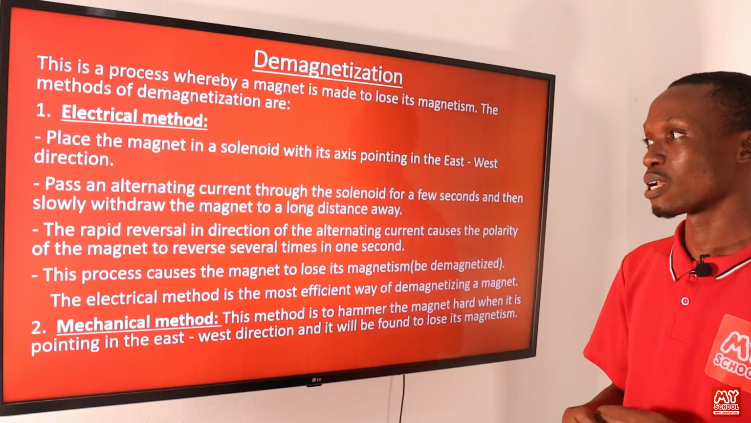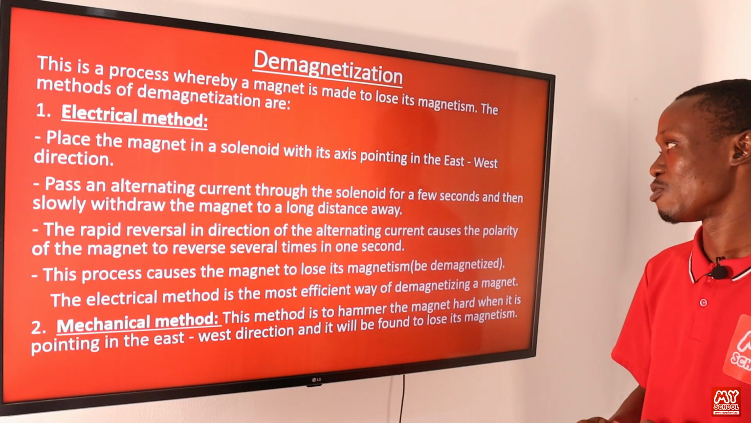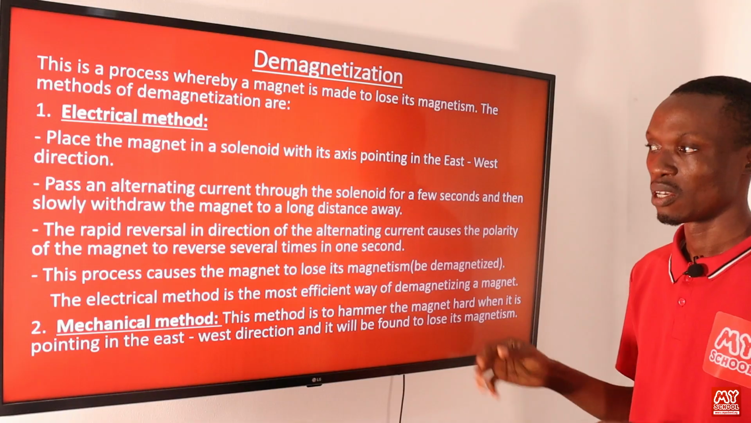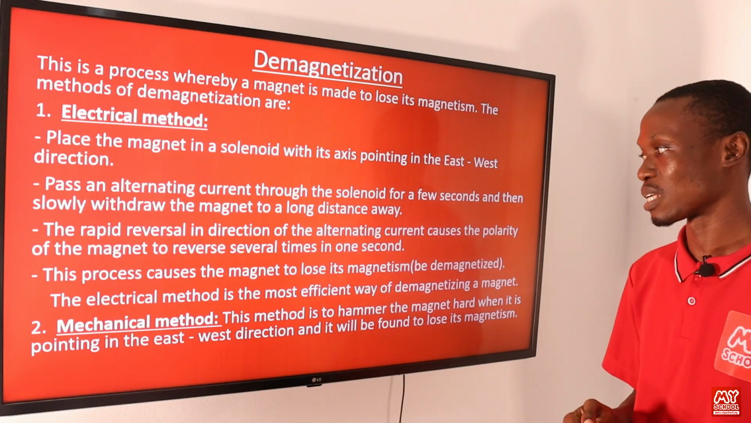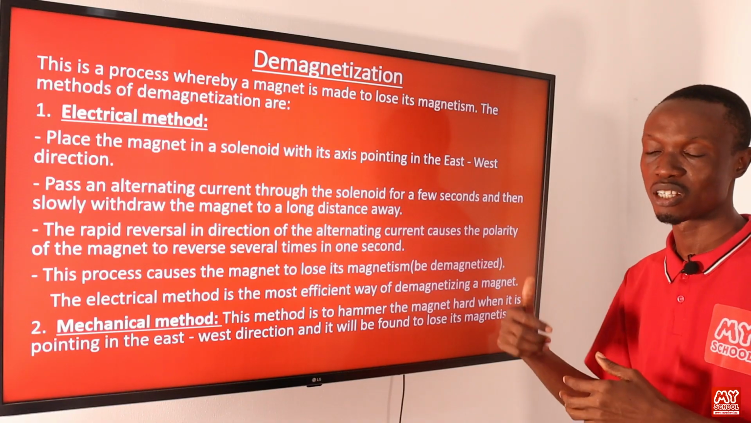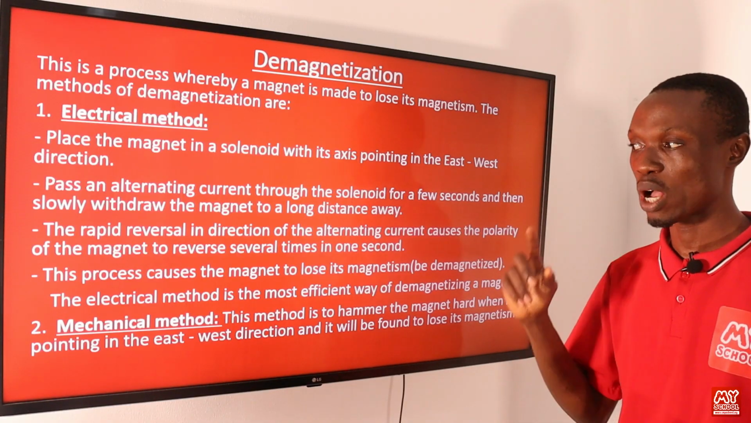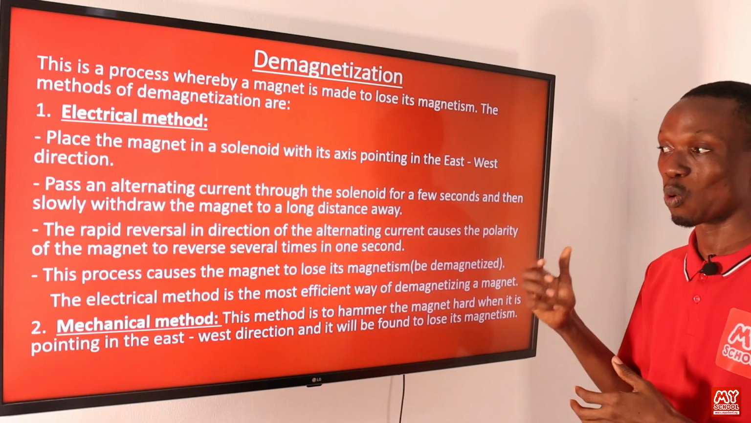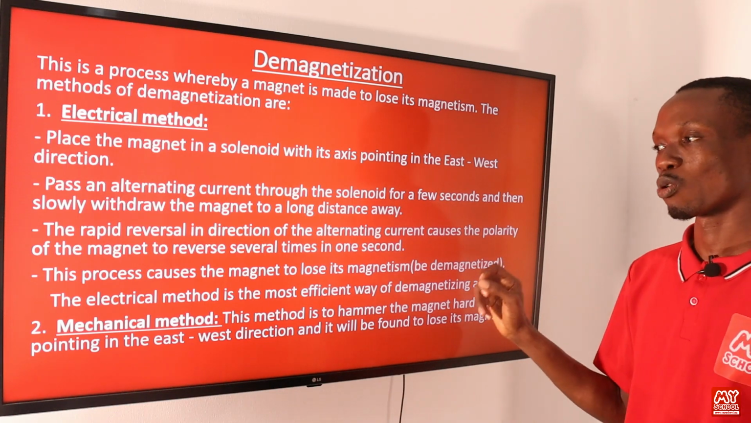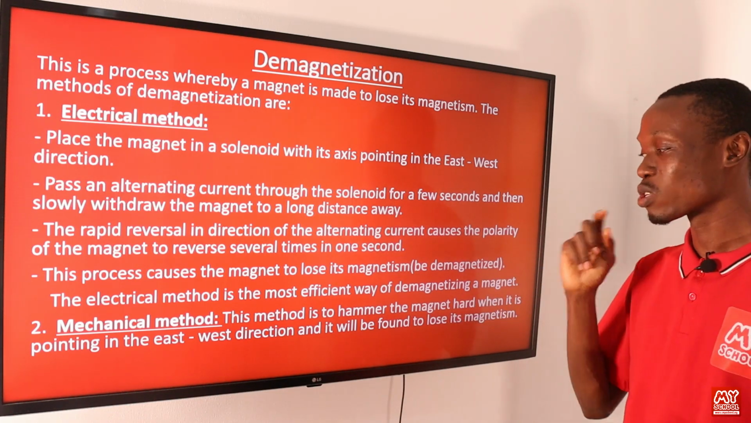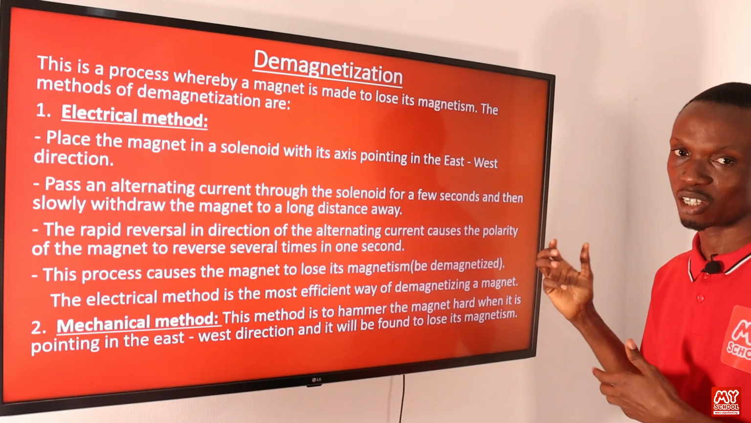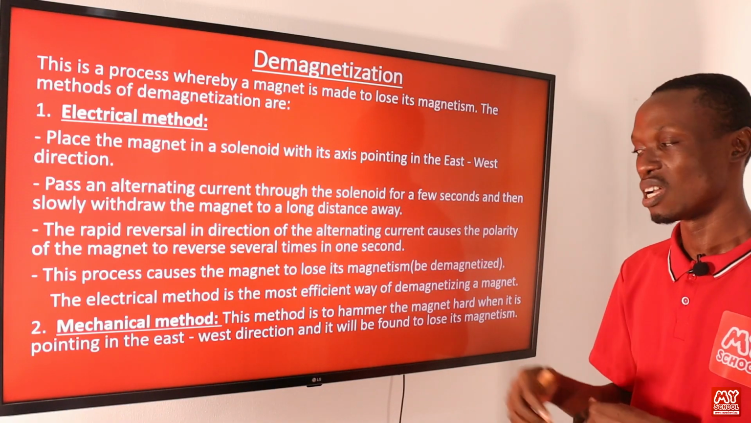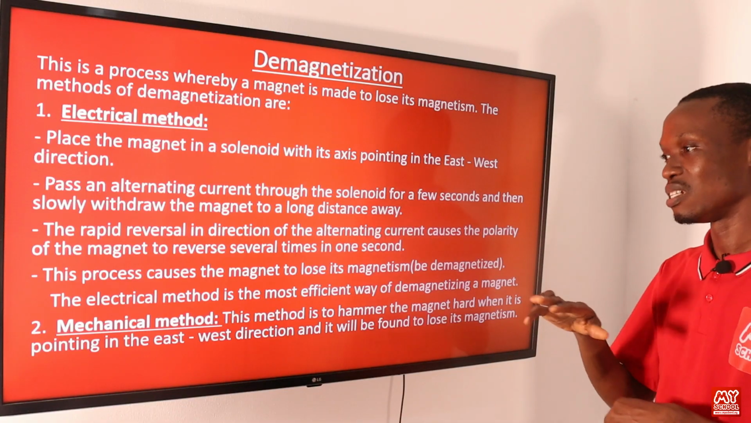Now pass an alternating current through the solenoid for a few seconds and then slowly withdraw the magnet to a long distance away. The rapid reversal in direction of the alternating current causes the polarity of the magnet to reverse several times in one second. This process causes the magnet to lose its magnetism, that is, to become demagnetized. Now take note of this, that the electrical method is the most effective way of demagnetization. Sometimes you can be asked in an exam, so just take note of it.